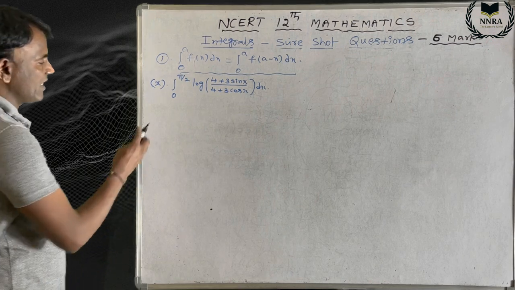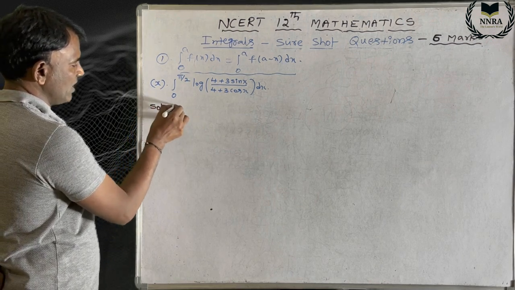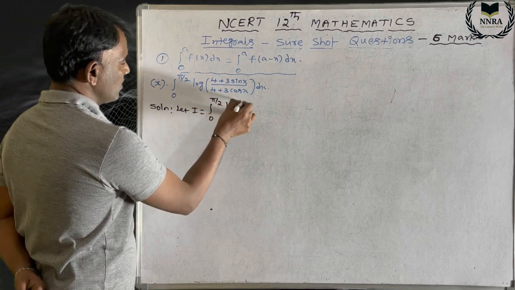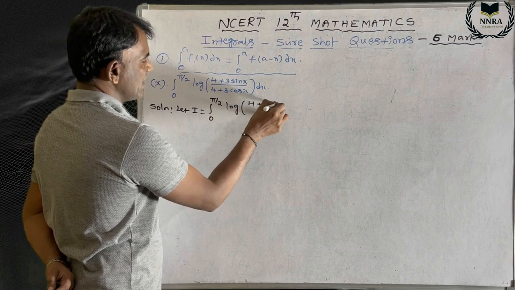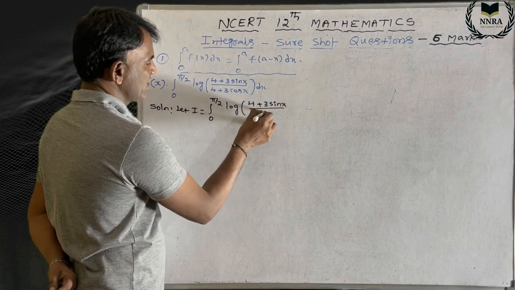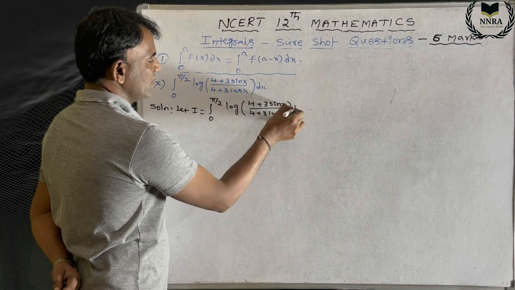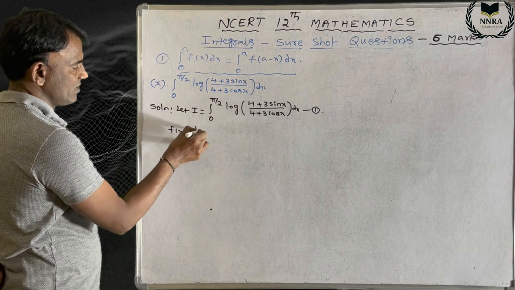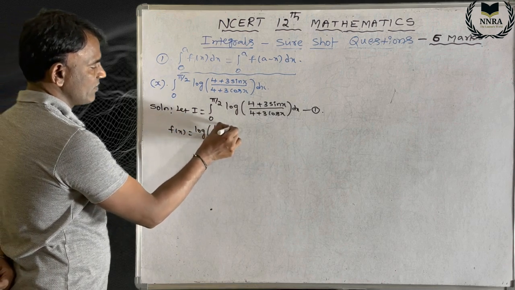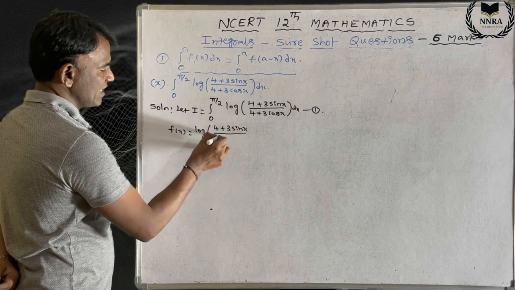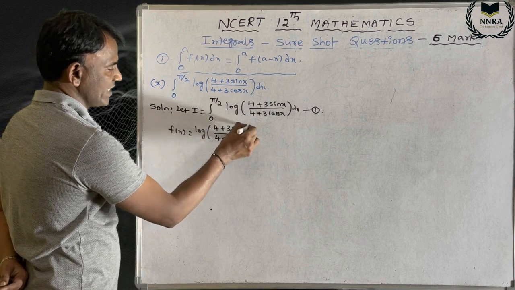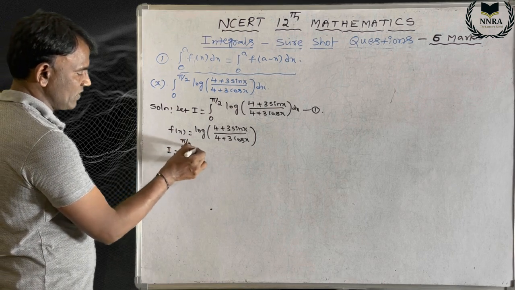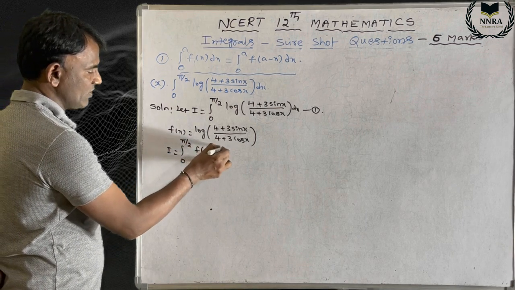Okay, now question number 10. So this is also the same model. Let I equal to integral 0 to pi by 2 log of 4 plus 3 sin x divided by 4 plus 3 cos x into dx. So this is equation number 1. And now f of x equals log of, so numerator 4 plus 3 sin x, right? And what is the denominator? 4 plus 3 into cos x. Now write one more I value, that can be written as integral 0 to pi by 2, so f of pi by 2 minus x dx.